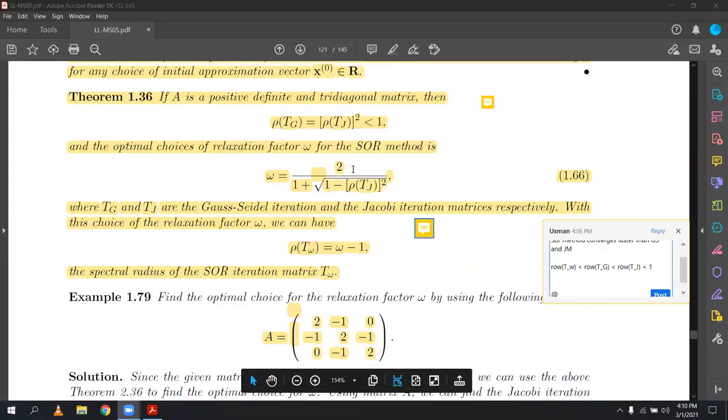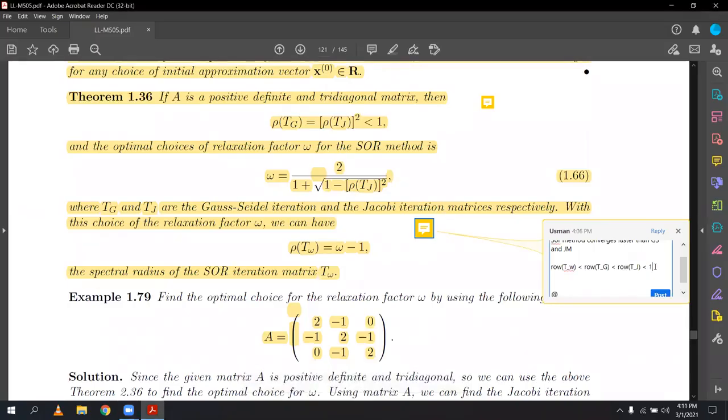Now, what we have to do, we use this condition, theorem 1.36. And as I told you, this is a 100% guarantee this problem will come in the exam here. So we have no other choice here now. What we have to do, the first thing we need to find out is the Jacobi iteration matrix. And after finding the Jacobi iteration matrix, we have to find its spectral radius.